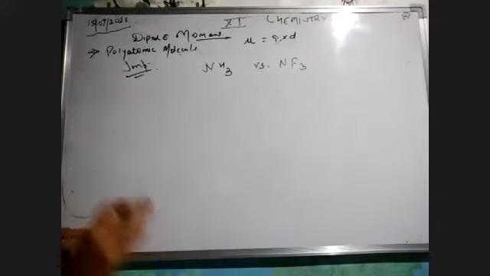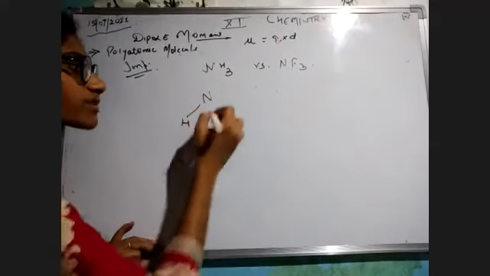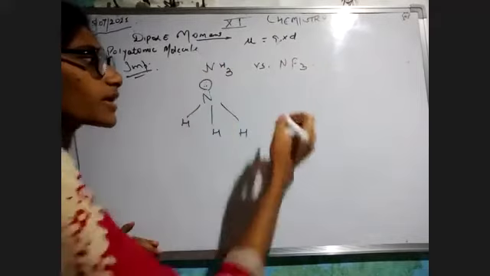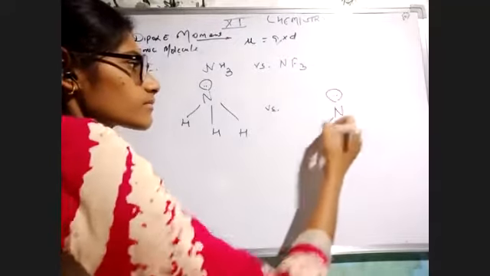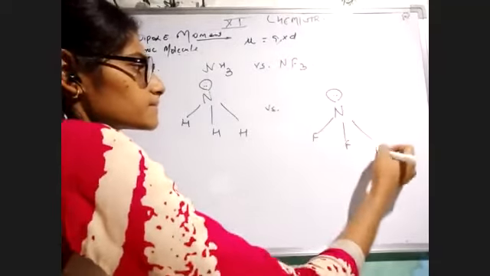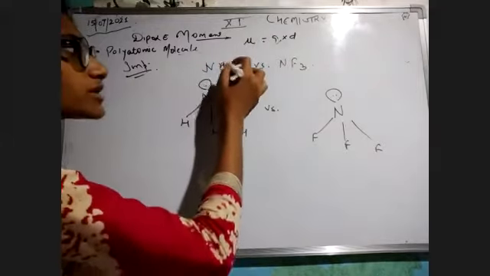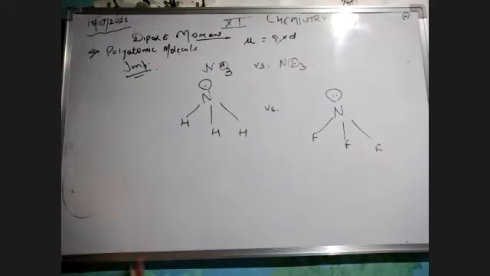Okay, so first of all, we will make the structure. There is the structure of nitrogen. We have 3 hydrogen atoms and a lone pair on it. Okay, versus NF3. Okay. Structure same है, lone pair same है, but the only difference is the surrounding atom. Surrounding atom means the hydrogen or the fluorine which are surrounding the center atom. The only difference is this. Otherwise, the structure is very same.